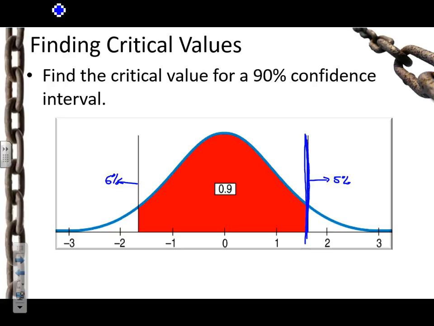Now, my calculator, as well as the table, can only ever work with areas to the left of a specific cutoff point, right? So in this particular case, we can't tell the calculator middle 90%. It doesn't have a way to do that. It can only calculate left of a specific cutoff. So even though I'm looking at a 90% confidence interval, so I have 90% in the middle, my cutoff has how much area below it? 95%. Okay? So my cutoff is going to have 95% below it.